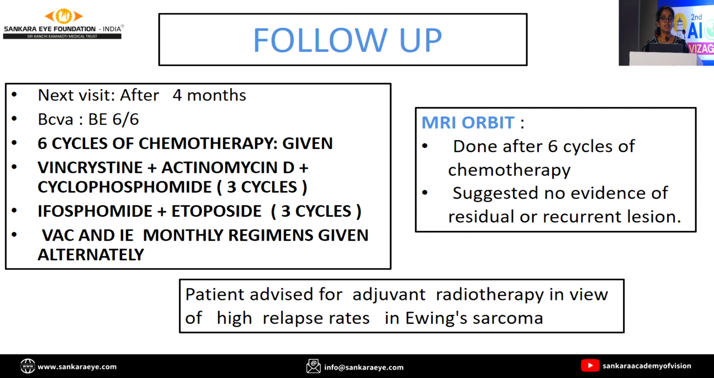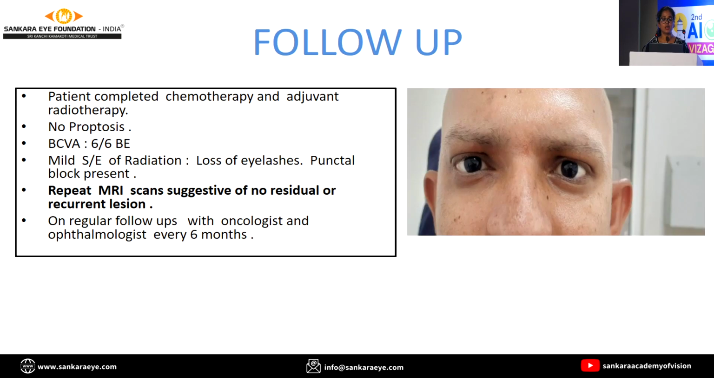The patient completed 6 cycles of chemotherapy: vincristine, actinomycin D and cyclophosphamide, 3 cycles alternating with ifosfamide plus etoposide. MRI orbit was done after 6 cycles of chemotherapy, which showed no evidence of residual or recurrent lesion. The patient was advised adjuvant radiotherapy in view of high relapse rates in Ewing sarcoma.